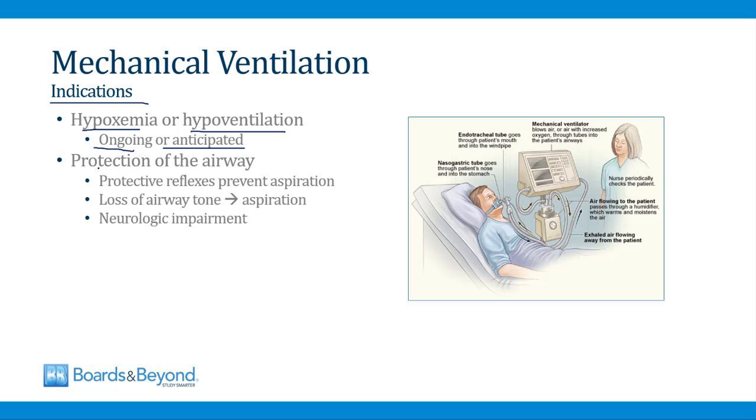The second indication is protection of the airway. So you have protective reflexes in your airway that prevent aspiration, and when patients have catastrophic neurologic events, they lose their airway tone and they can develop aspiration. So in these situations, an endotracheal tube is always inserted and mechanical ventilation is started until the patient recovers enough to protect their airway. So these are usually patients with neurologic impairment. Either they have a coma or they've had a stroke or a brain bleed or something along those lines.